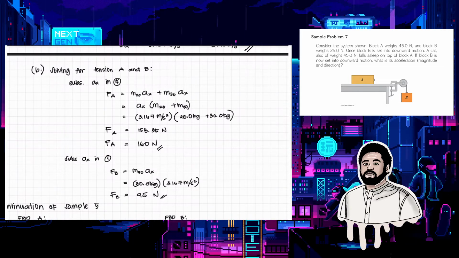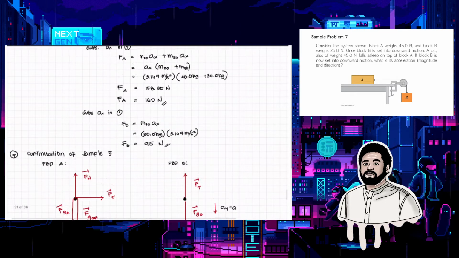Okay, last time from sample number 5, our system was under the first law of motion, constant velocity. But this time, there's a cat that is asleep on top of block A. So it changes the acceleration. So we should solve for the acceleration, both the magnitude and direction of that acceleration. Again, free body diagram. If you have A and B, you also have two free body diagrams for this one.